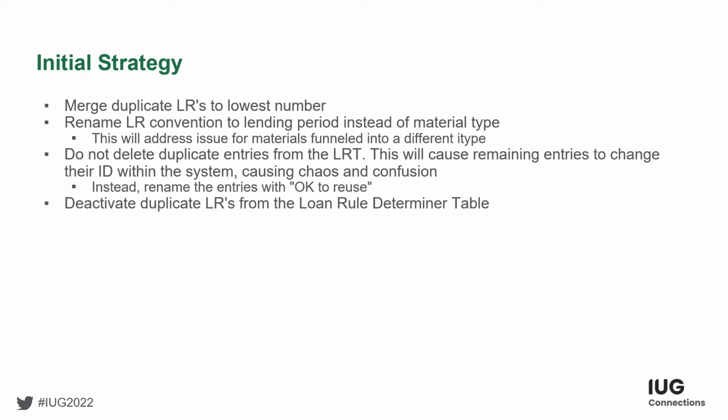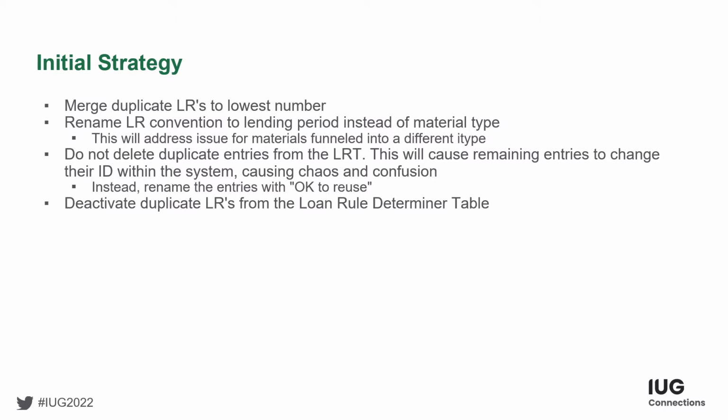We also wanted to rename the loan rule convention to lending period instead of material type. Currently, we have a lot of duplicates that were based on material type, and we're trying to move away from that. We're trying to make it about the lending period, which provides more flexibility to accommodate our current structure. That will also address issues with materials funneling to different I types, which we encountered with some testing that started as a test but eventually just remained, with items masked with a different I type just for the purpose of that test. And we wanted to be more transparent and more accurate in our reports on the circulation for our library.